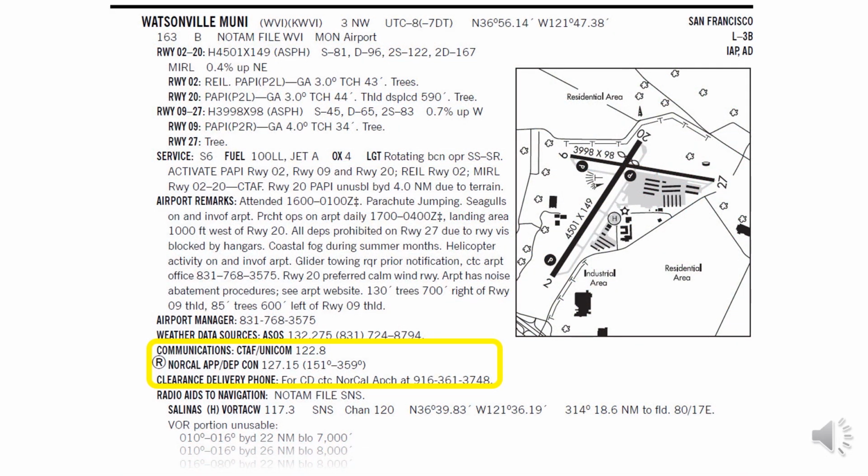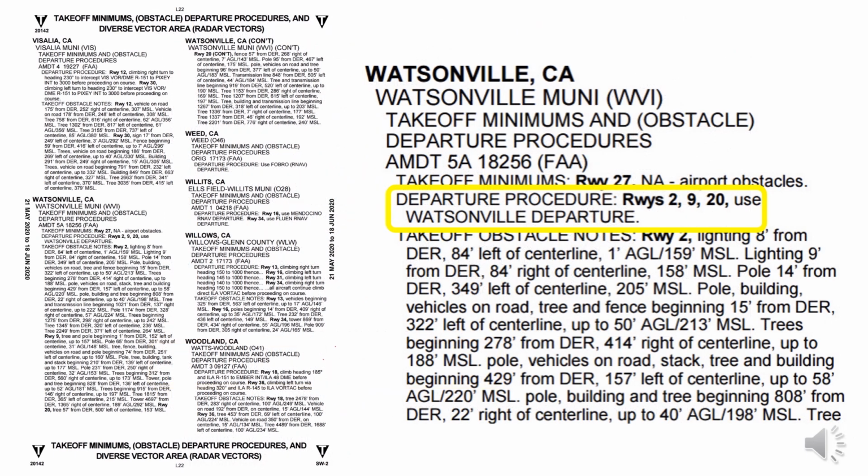The entry for Watsonville in the chart supplement provides hints. The airport is served by approaches, so at least a text departure procedure will be available. The communications section includes both a frequency for NorCal approach and a telephone number for clearance delivery. The TPP notes that Watsonville doesn't have a text departure procedure.